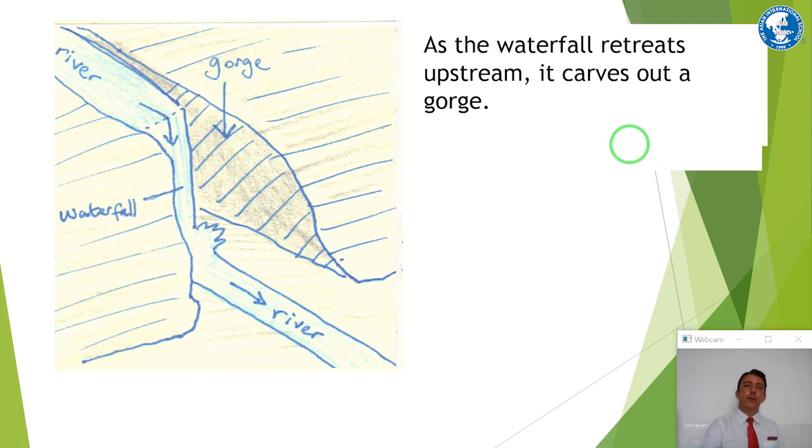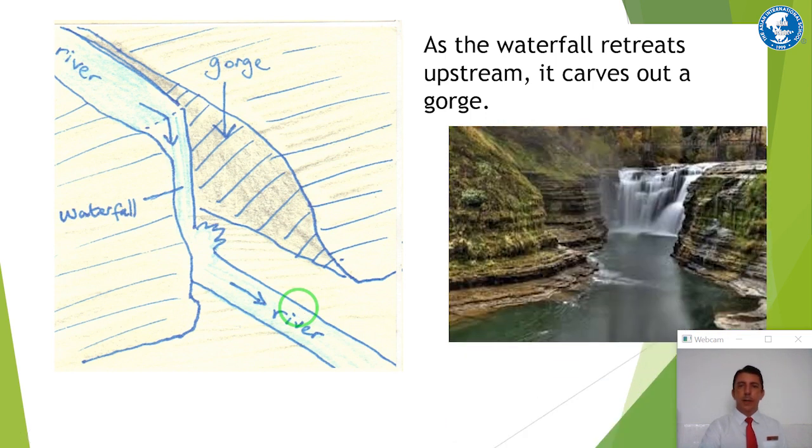As the waterfall retreats upstream, it carves out a gorge. So in this diagram, you can see the gorge is formed from the waterfall retreating, leaving the sides of rock and a narrow valley between. So later you will have a chance to draw these diagrams. Here's a photograph of a gorge with a waterfall.